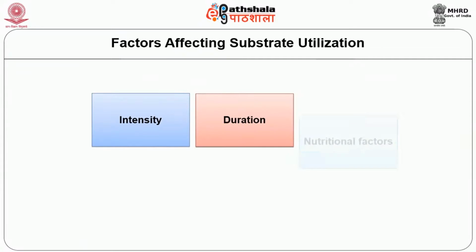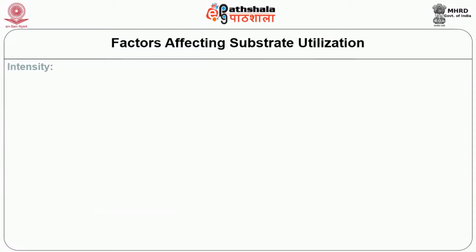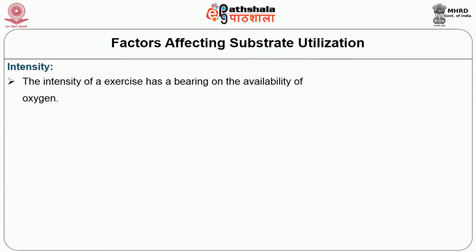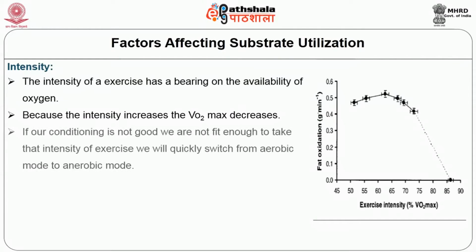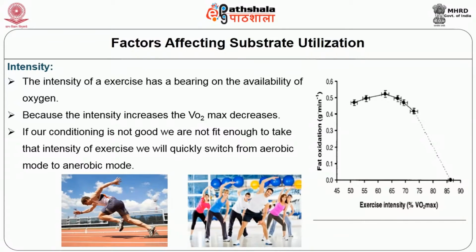Now, what are the factors which affect substrate utilization? One, of course, the intensity of exercise. As we said, the intensity of exercise has a bearing on the availability of oxygen, because as the intensity of the exercise increases, the VO2 max decreases, and if our conditioning is not good, we are not fit enough to take that intensity of exercise, we will very quickly switch from aerobic mode to anaerobic mode. That means our substrate utilization would get limited only to carbohydrates, and anaerobic mode of carbohydrate utilization leads to the synthesis of lactic acid, which on accumulation can cause muscle fatigue.